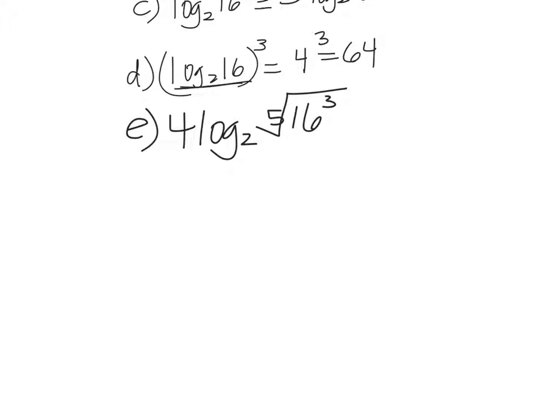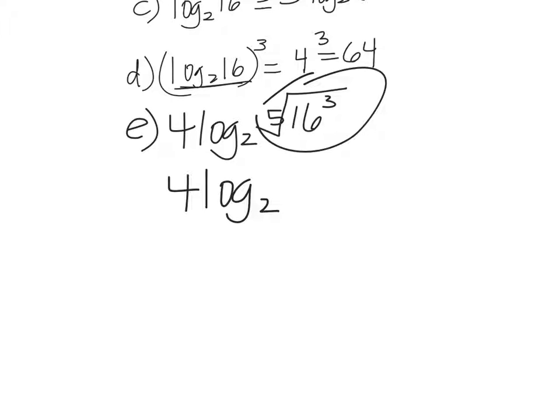All right, let's change this guy right here. This is the 5th root of 16 cubed. How can we rewrite that in exponents? 16 to the 3/5. Perfect. And that makes it a little easier, doesn't it? Do you kind of see where we're going now? So bring your 3/5 down to the front.